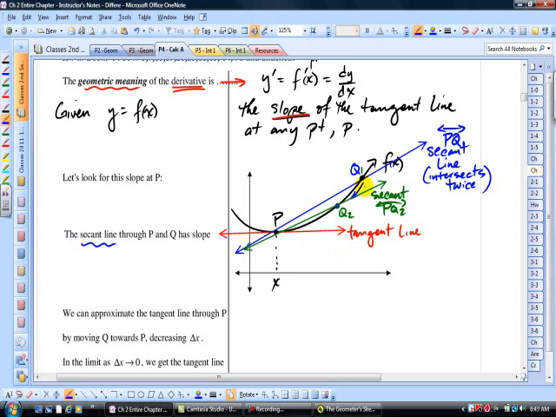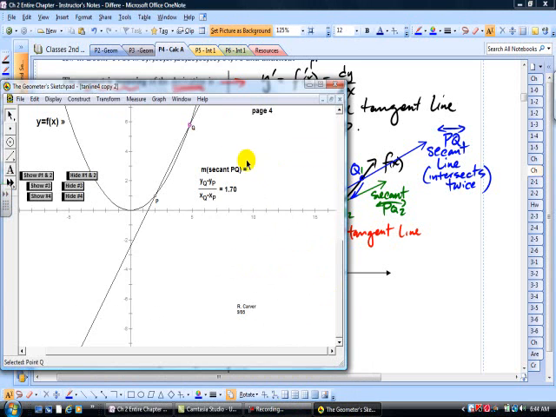Okay, in this case. So what we want to do is get Q really close to P so that the slope of the secant line gets closer to the slope of the tangent line. Let me show you that a little bit better here on another program called the Geometry Sketchpad. Now here's P. Now let's suppose we want the slope of the tangent line at P. The line we're dealing with right now is a secant line because I have it running through P and Q.